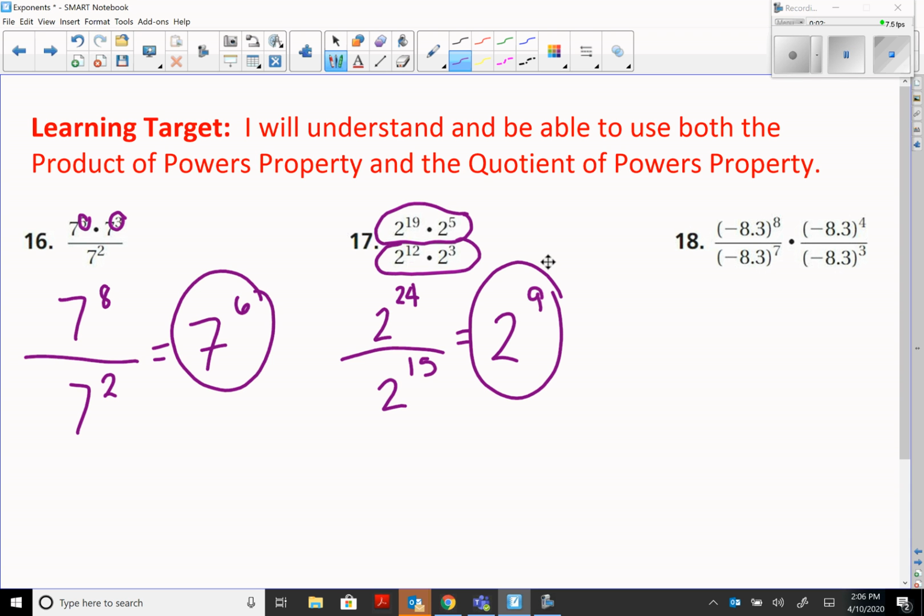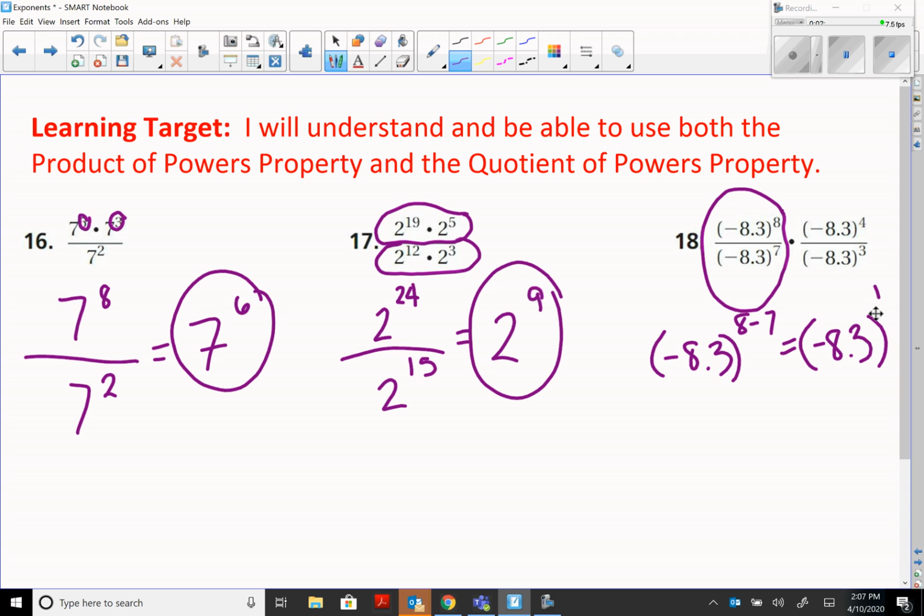All right, on the next one, I'm going to actually start with the quotient of powers property since we have two separate fractions that are being multiplied. So with this first fraction, again, they both have the same base of negative 8.3. So since I'm dividing, I'm going to do negative 8.3 to the power of 8 minus 7, which is negative 8.3 to the power of 1.